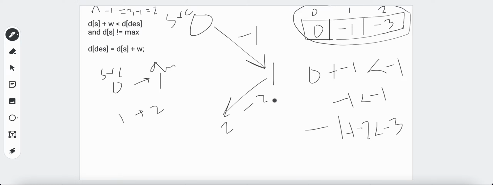Distance of minus 1 plus minus 2 is minus 3. We again start from here. 0 plus minus 1 is less than minus 1? Is minus 1 less than minus 1? No. Okay, is minus 1 plus minus 2 less than minus 3? Is minus 3 less than minus 3? No. So we are fine.